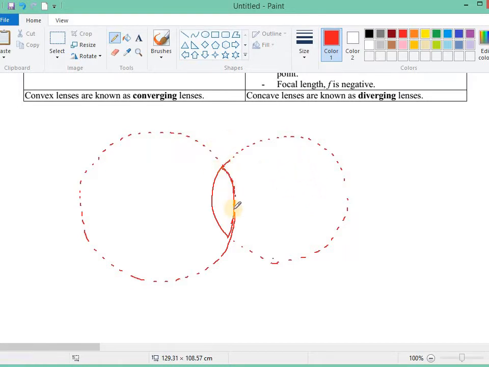So the center of curvature here refers to this center, the center of this circle where it formed the curvature. So this is what we call the center of curvature. For this surface, the center of curvature is here. Okay, the center of curvature.